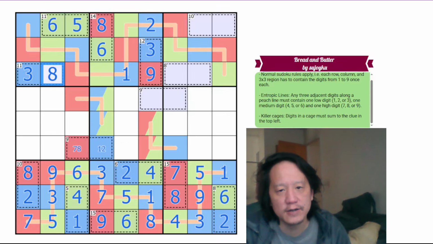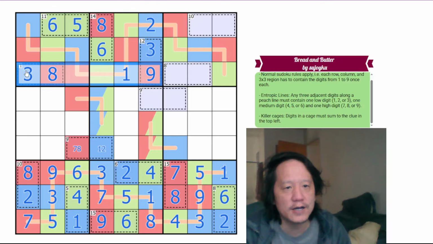We have high here. We have 3 highs in row 3, which means this cannot be high. So no 7, 1, no 3, 5.